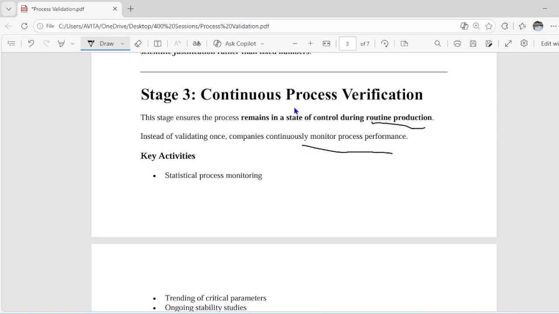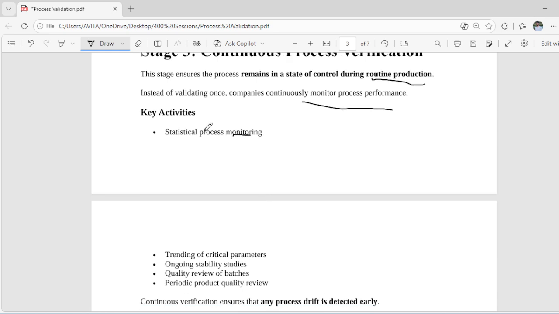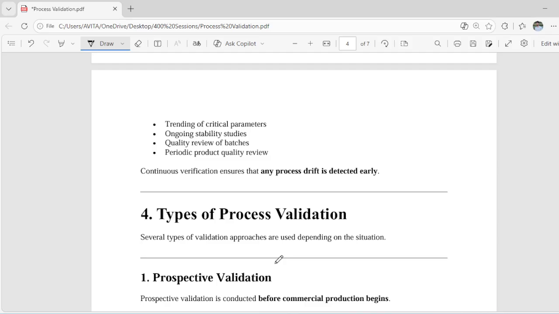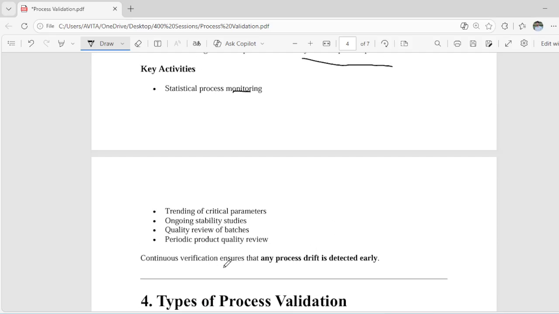The key activities are statistical process monitoring, trending of critical parameters, ongoing stability studies, quality review of batches, and periodic product review. So continuous verification ensures any process drift is detected early.